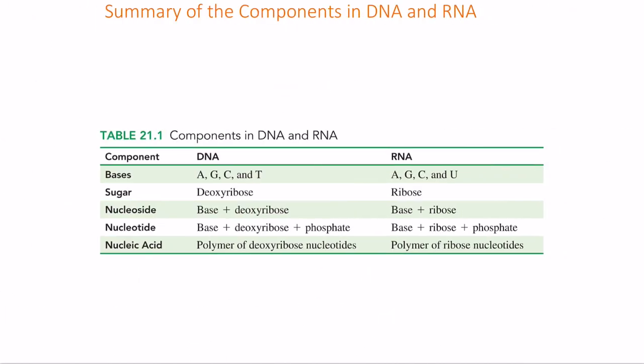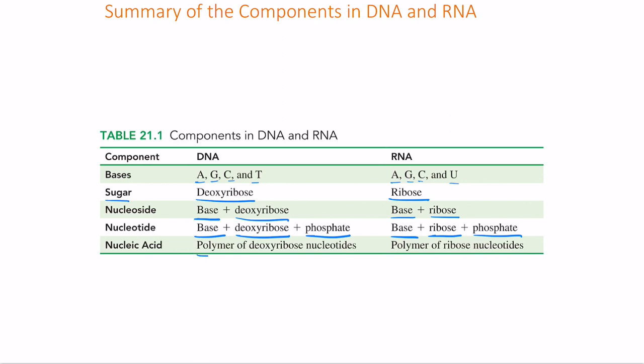So the components in DNA, you get AGCT as the bases. In RNA, it is AGCU. And the sugar here is a deoxyribose sugar. Here it's a ribose sugar. The nucleoside involves the addition of a base and a deoxyribose. In RNA, it involves the base and the ribose. And in a nucleotide, it involves base plus deoxyribose plus phosphate. In RNA, it involves base plus ribose plus phosphate.